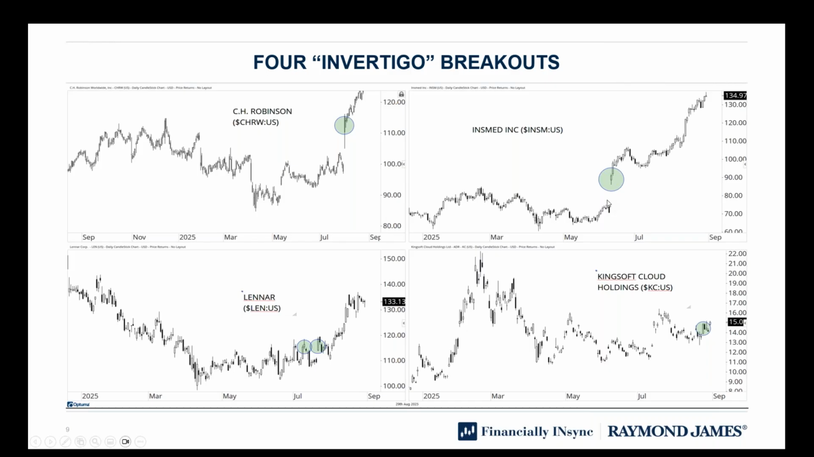So look at a few Invertigo type breakouts. Invertigo is a strategy that buys base breakouts essentially, and some clients again are familiar with some of these names in their portfolios. And so again, just some examples, and really from a variety of areas as well.